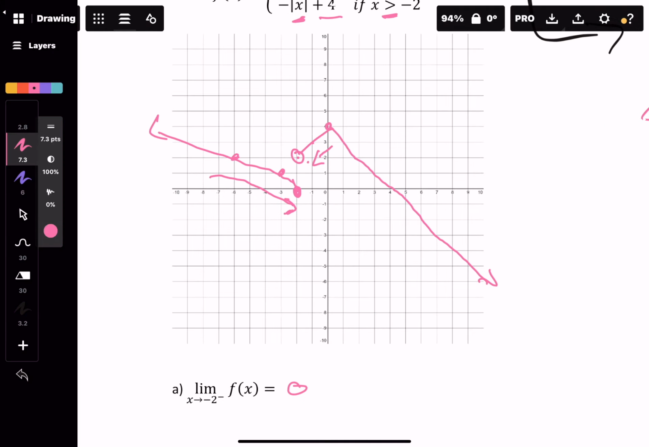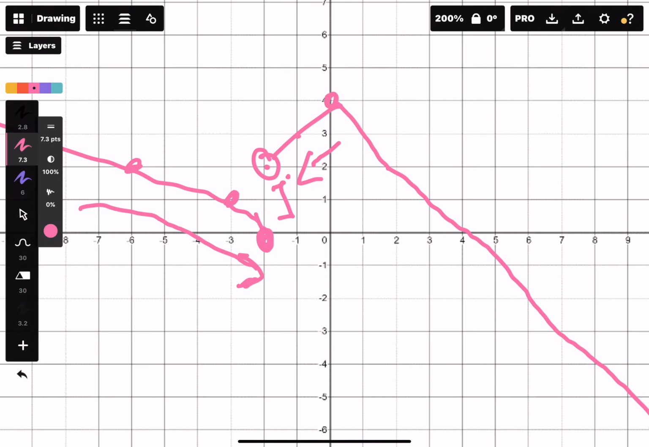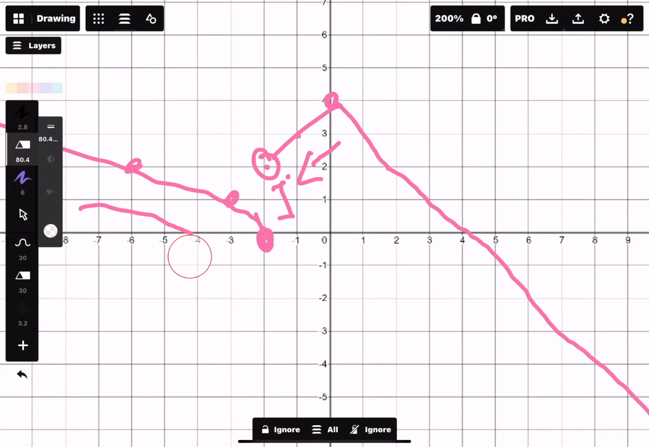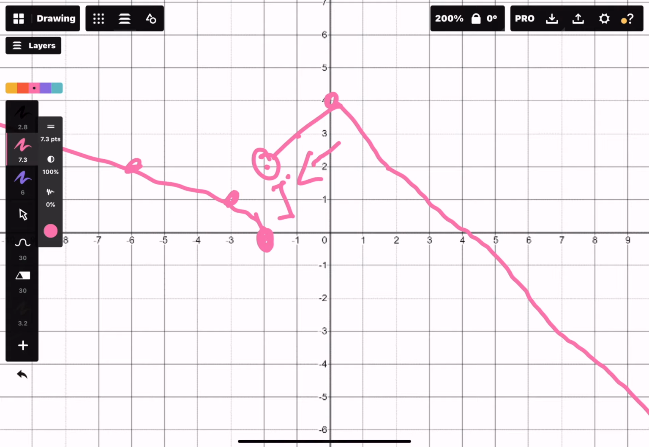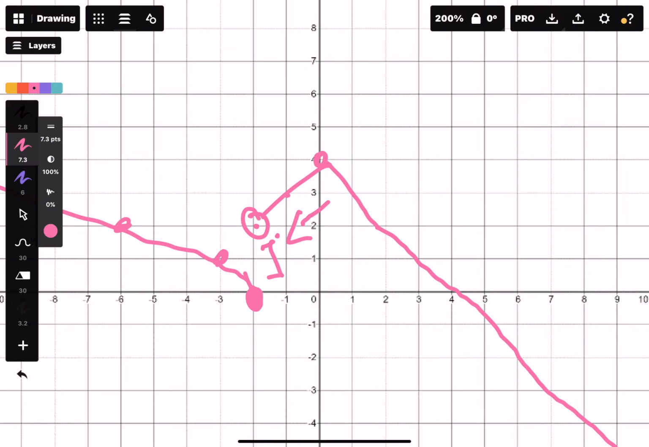As we can see here, there's this jump right here, and we can't change it since there is a solid dot right here, meaning that this function is only valid when it's from the left side.